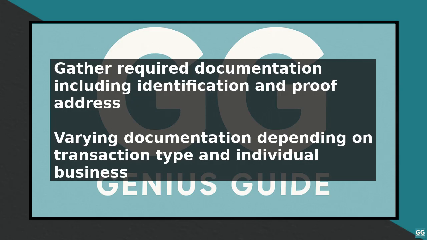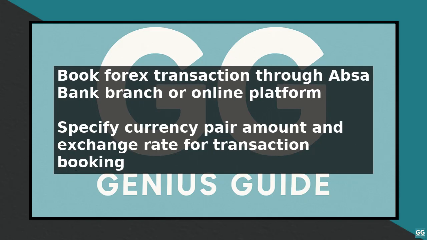To book a Forex transaction, you can visit an Absa Bank branch, use the bank's online platform, or contact the Absa Bank Forex desk directly. When using the online platform, log into your account, navigate to the Forex section, and follow the prompts to book your transaction. When booking a Forex transaction, you will need to specify the currency pair, the amount you want to exchange, and the exchange rate.